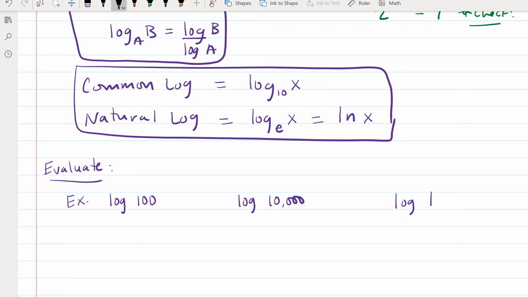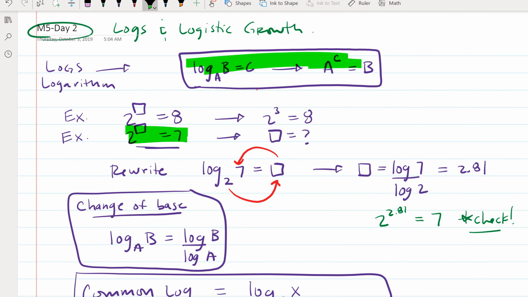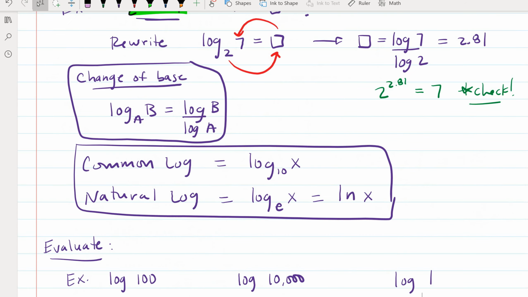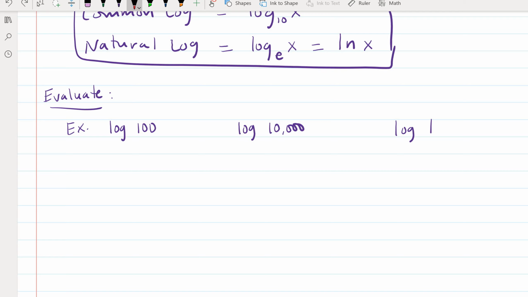So these are all common logs. You could put these in your calculator, and that's fine if you want to put them in your calculator and verify what you're doing. But let's also figure out how these work with our log definition that we wrote right there. Okay? So if this is common log, it's a base 10. Let's say we want to find out what it is.